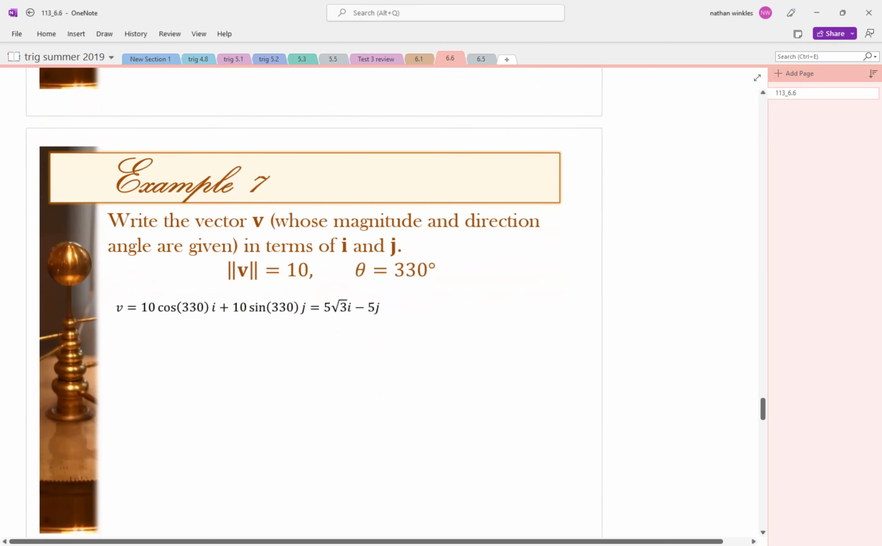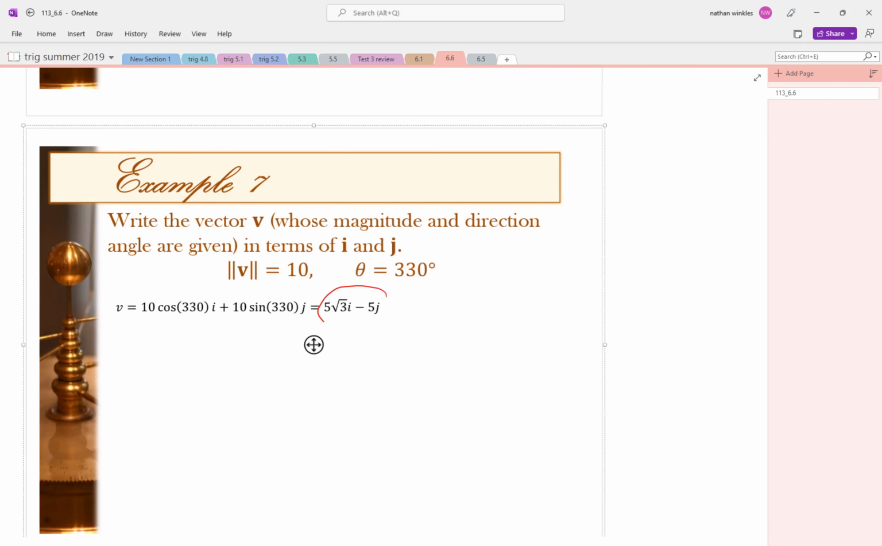So we're told to write the vector v whose magnitude and direction angle are given in terms of i and j. The magnitude of v is 10, theta is equal to 330. So v equals 10 cosine 330 i plus 10 sine 330 j. Cosine of 330 is equal to square root of 3 over 2, and sine of 330 is equal to negative 1/2. So 5 root 3 i minus 5 j would be our answer. We'll always go ahead and simplify this piece right here. Do not leave it as sines and cosines.